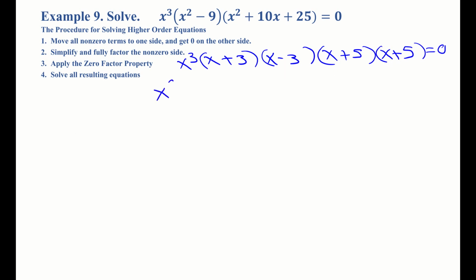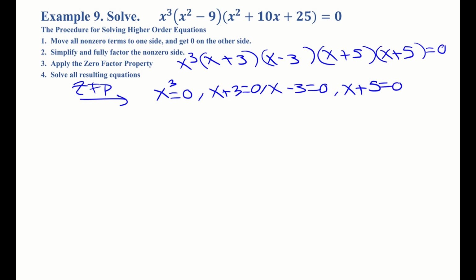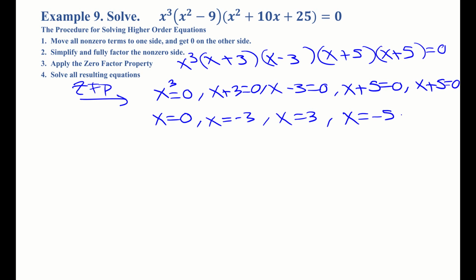We set each equal to 0. So we get x cubed equals 0, x plus 3 equals 0, or x minus 3 equals 0. And this is an extended application of the zero factor property. And then x plus 5 equals 0, and once again x plus 5 equals 0. Of course the only number you can cube to get 0 is 0 itself. The next equation solved gives us x equals -3. Next one gives us x equals 3. The next one, x equals -5, and the last one also x equals -5.